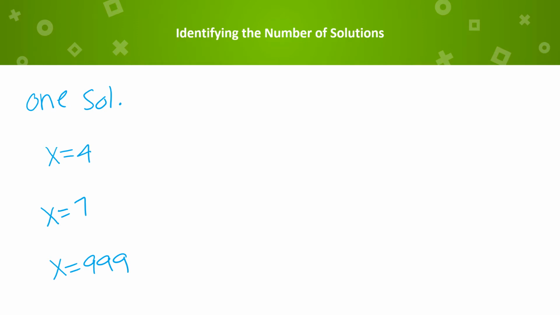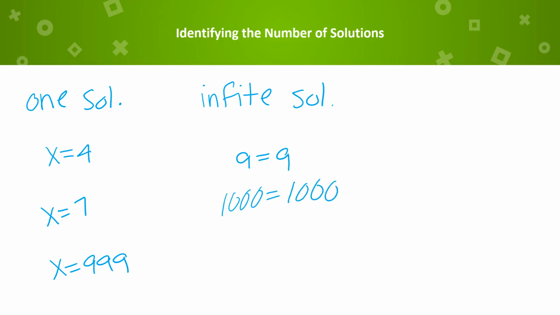The next possible scenario that you could come across is infinitely many solutions. So you have infinite solutions that could possibly go into this equation. You could plug in any number into the equation and it'll give you a true statement. This is where, after you solve the equation, you get something like 9 equals 9, or 1,000 equals 1,000, 0 equals 0.